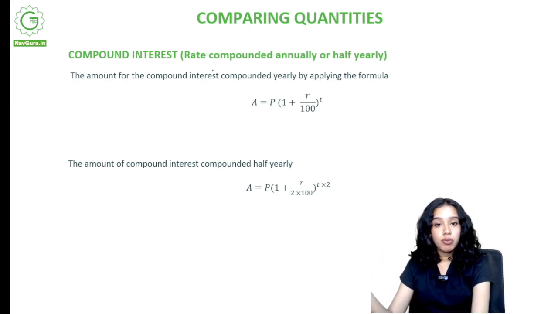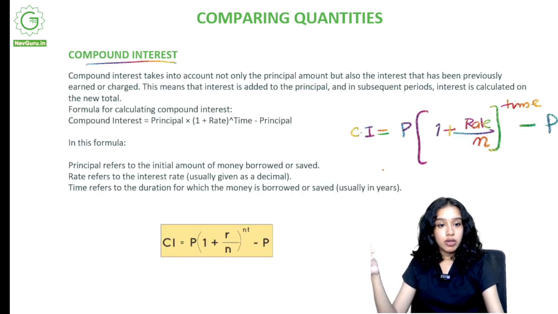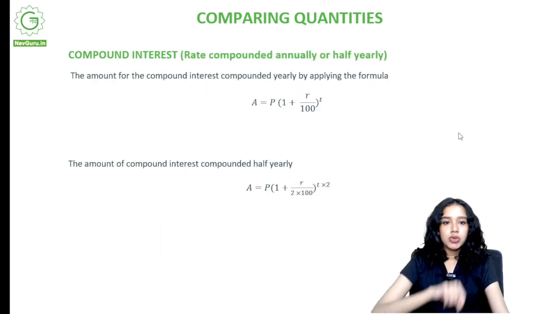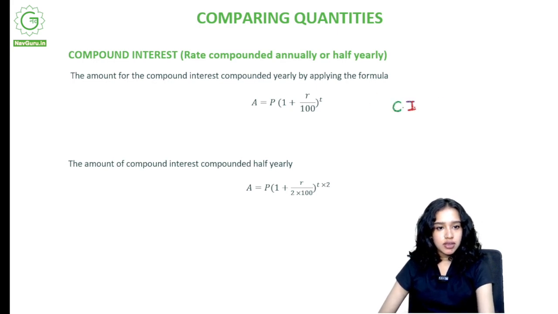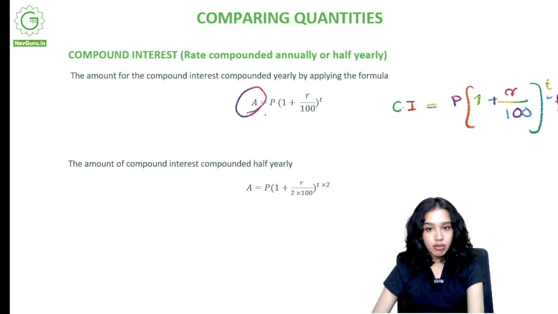So the amount of compound interest compounded yearly, by applying the formula. What is the formula of compound interest here? Compound interest is equal to principal into (1 plus rate by n), whole raised to nt. Here n is a factor that would be used. See, compound interest is equal to P into (1 plus R by 100, which is the rate), whole raised to T, minus P, right? So this is basically the amount for the compound interest, it's not the cost price, we're talking about the amount. That's why we didn't subtract the principal.